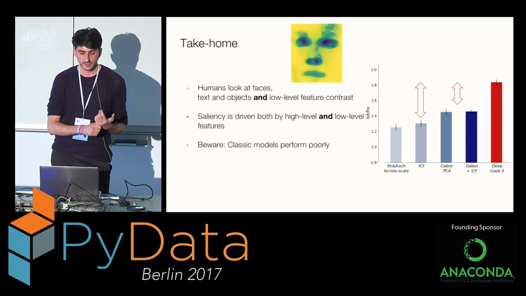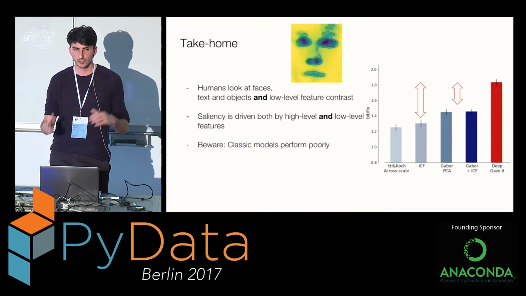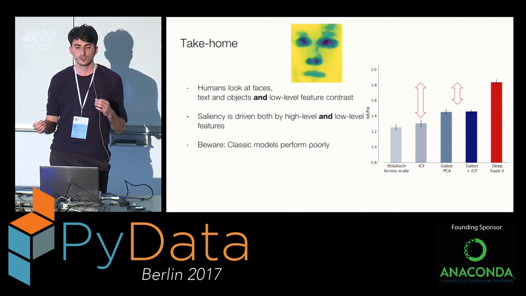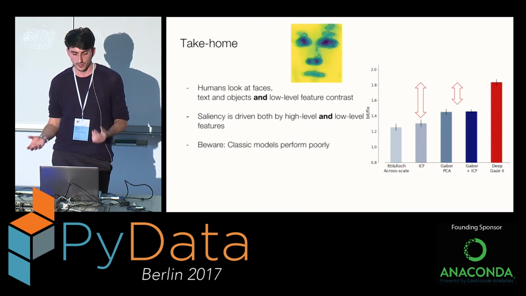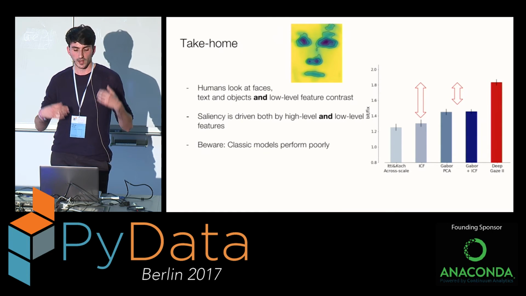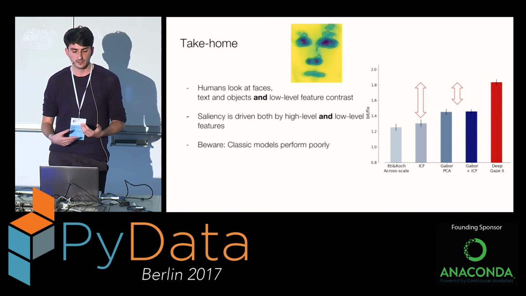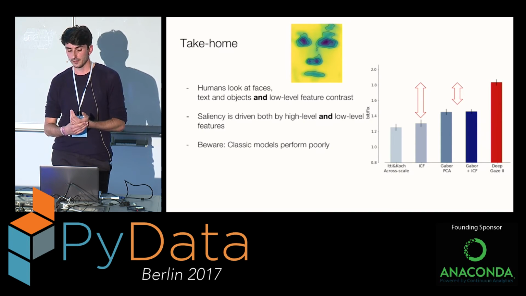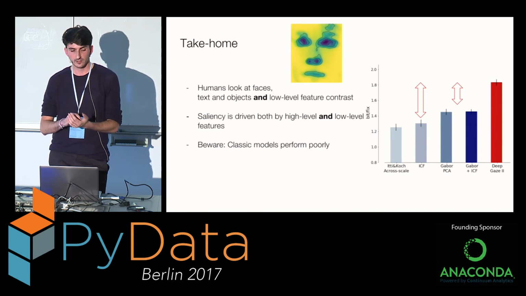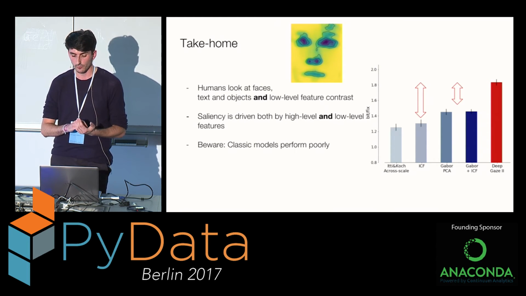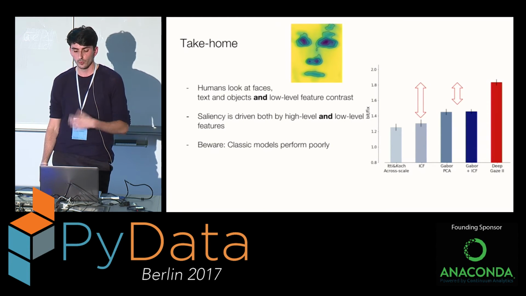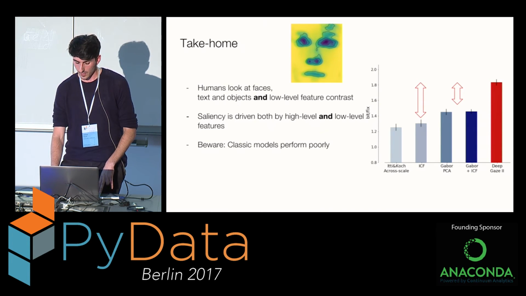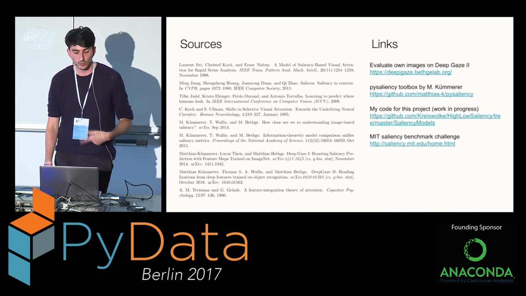And then second, saliency seems to be driven both by high and low-level features, which is also quite interesting because people really believe that you could explain most of it by either one or the other. And really, if you want to make use of these predictive saliency models, these classic models perform quite poorly. So if you are actually interested in making some good predictions for your use case, you should think about using these more recent models like deep gaze, for example.